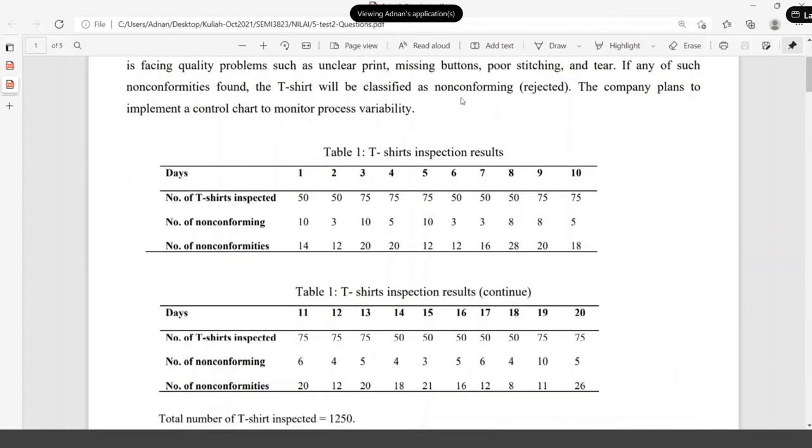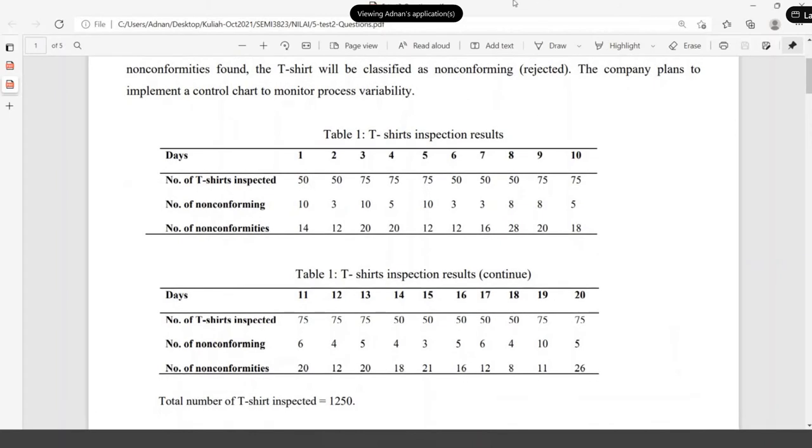Okay, so it's given for 20 days. What we see here is 20 days, 1 at the start up to 10. The same table continues 11 to 20. So these are the results of inspection of 20 days. Number of t-shirt inspected, okay, 50, 50, 75, 75 and so on.